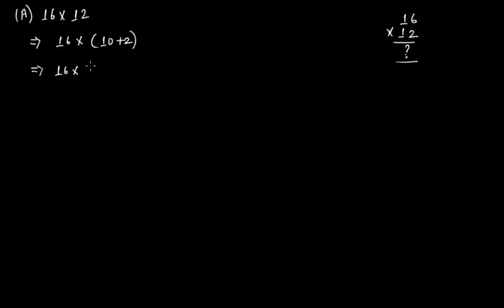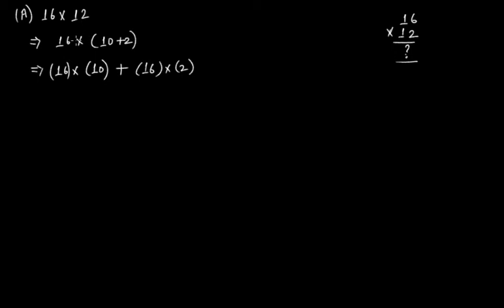And this will become 16 times 10 plus 16 times 2. Now could you tell what property we have actually used here? Pause and think over it. This is the distributive property of multiplication over addition.